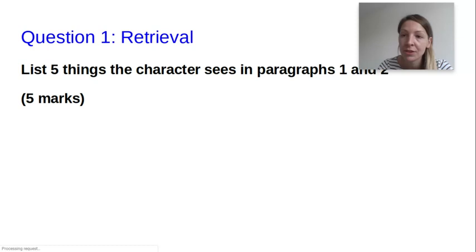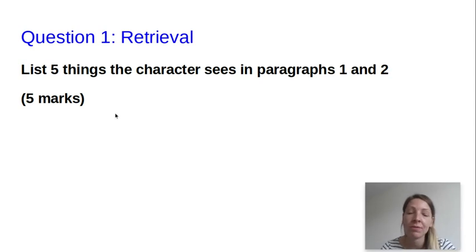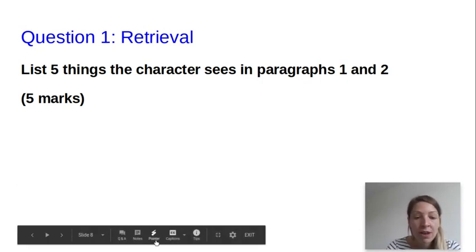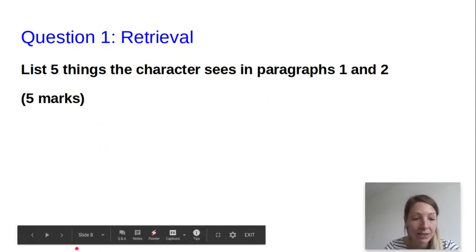Okay, so now let's look at the first question that I'd like you to answer. And you guys are going to mark this one yourselves afterwards. Your first question is, list 5 things the character sees in paragraphs 1 and 2. Keyword focus, list. We're listing things, we're not copying out chunks from the text. It could be 1 or 2 word quotations or in your own words. We're looking at paragraphs 1 and 2 only, and with 5 marks, a bullet pointed list. Pause the video and have a go at that question, please.